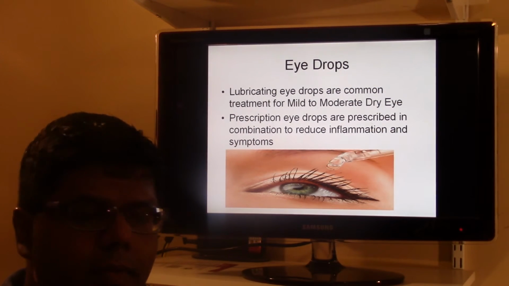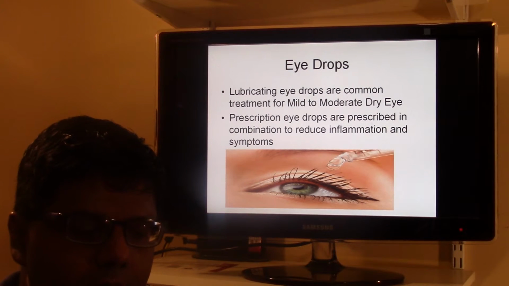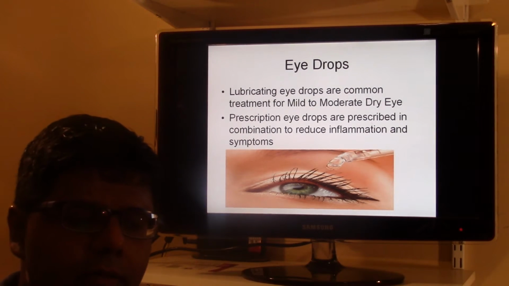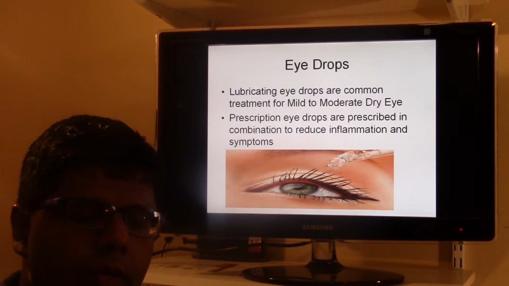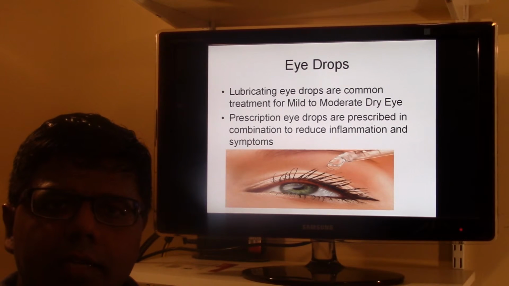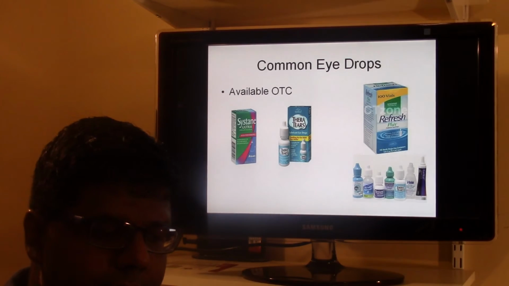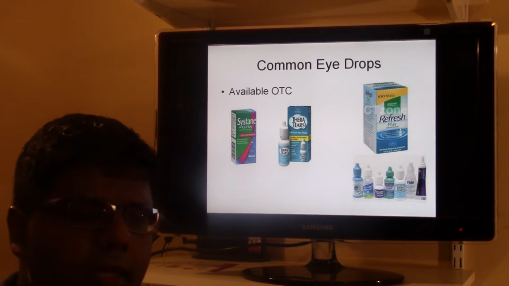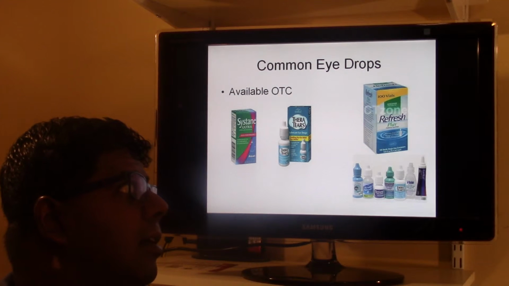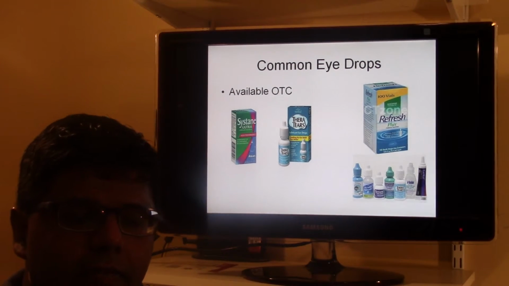And the most common way to treat mild to moderate dry eyes is just lubricating drops. And sometimes we use a combination of prescription drops to reduce the dryness and the inflammation. As I told you, we have to differentiate what the dryness is from, and your optometrist will tailor the treatment based on the etiology of the dry eye. Some of the most commonly available drops that you can get over the counter are Systane, Theratears, and a whole bunch of these here. You can get them at any pharmacy.